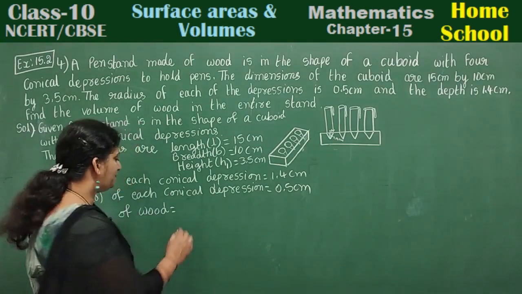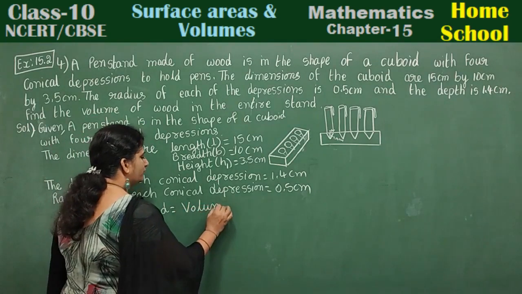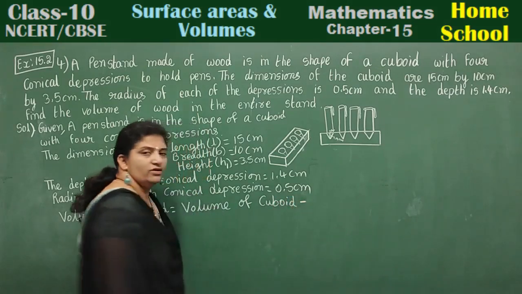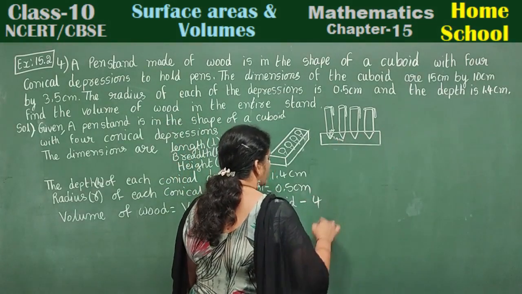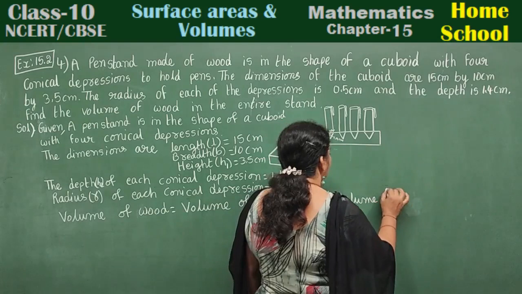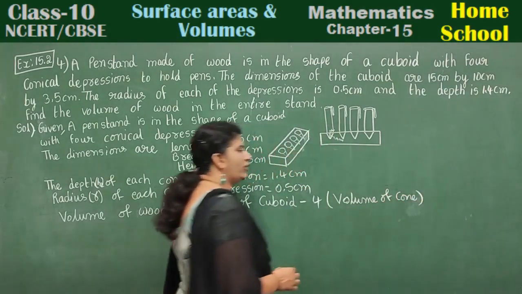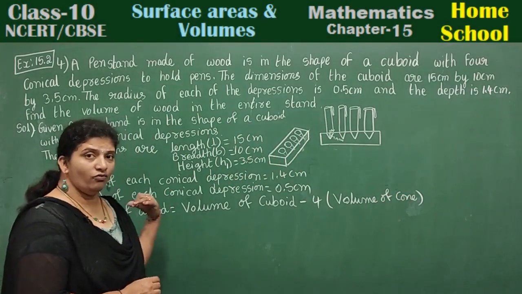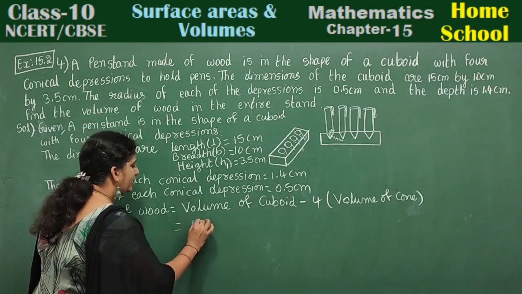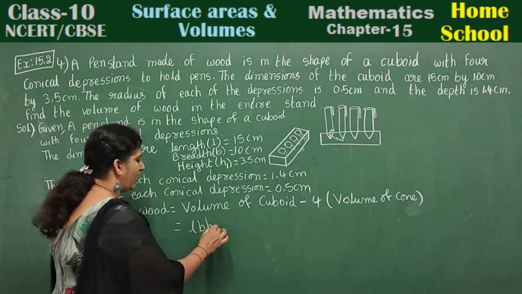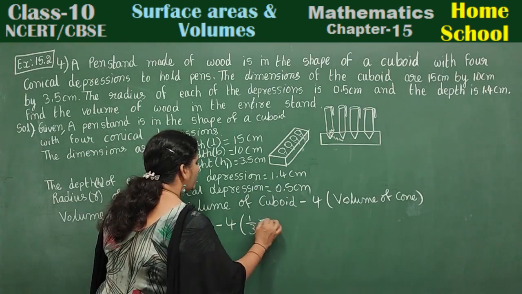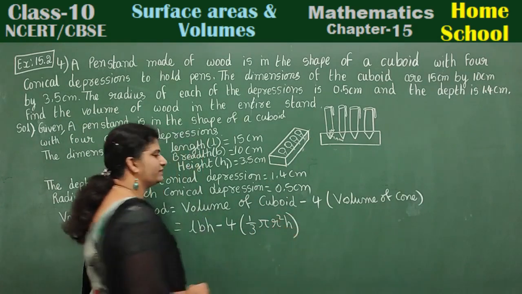Volume of wood, formula. Frame the formula. Volume of cuboid minus, how many cones can you see? 4. So 4 times volume of cone will give you the volume of wood. Volume of cuboid formula: length into breadth into height, minus 4 times volume of a cone, 1/3 pi r square h.